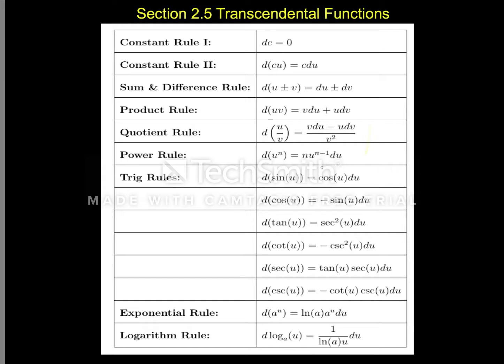We have all the trig functions that we derived in class. Derivative of sine is cosine. Derivative of cosine is negative sine. Derivative of tangent is secant squared. Derivative of cotangent is negative cosecant squared. Derivative of secant is tangent secant. Derivative of cosecant is negative cotangent cosecant.